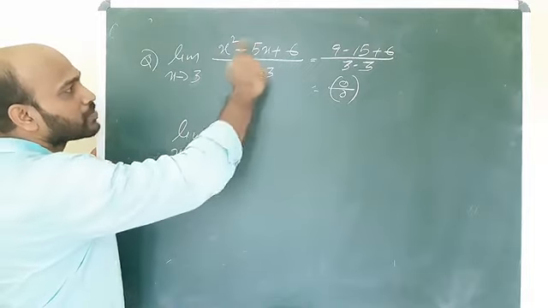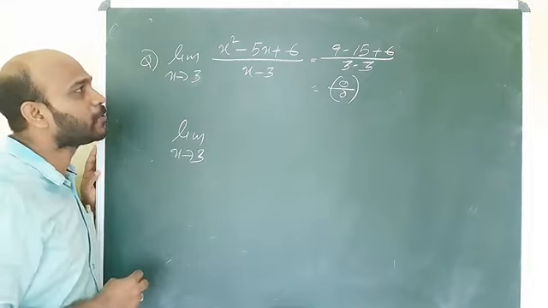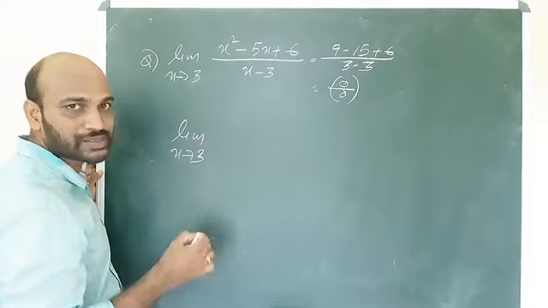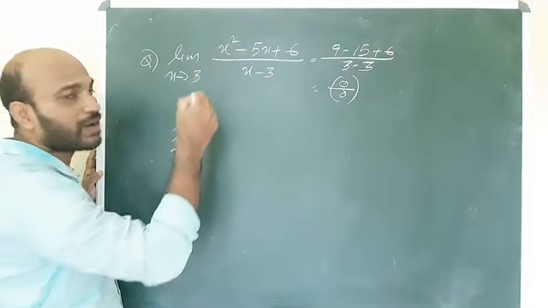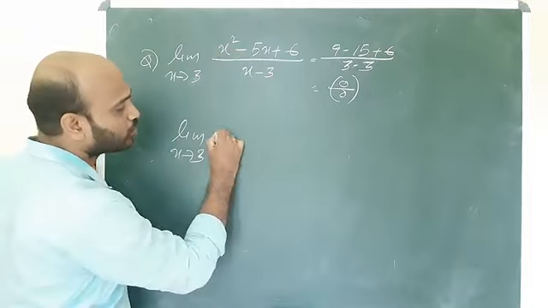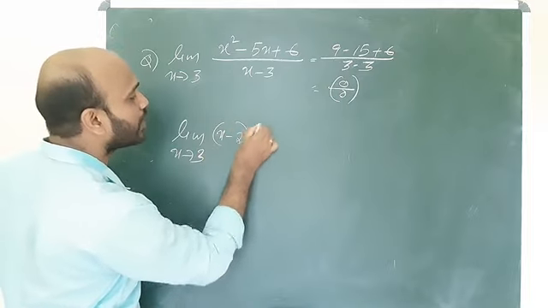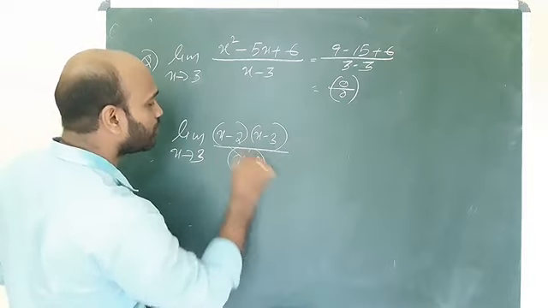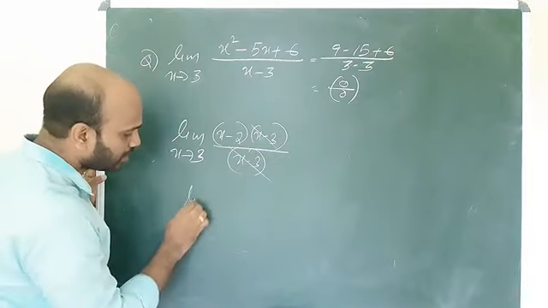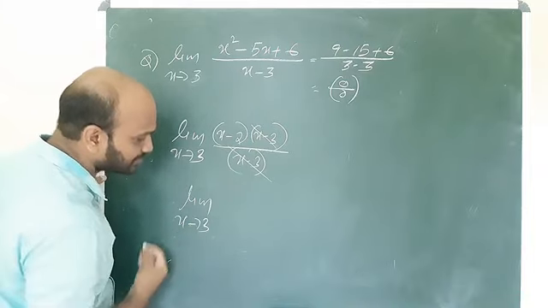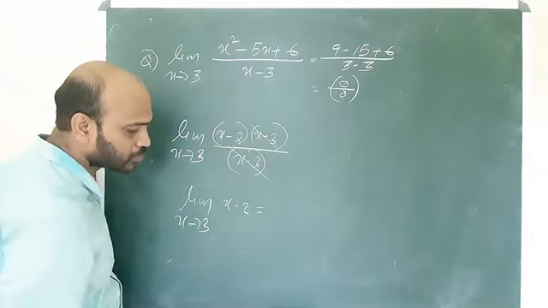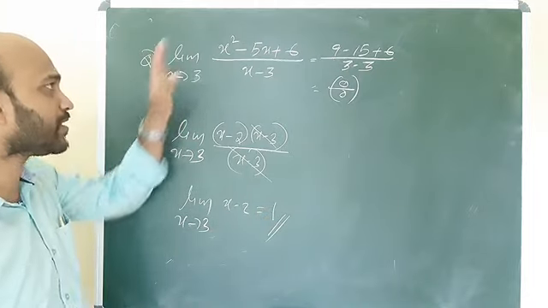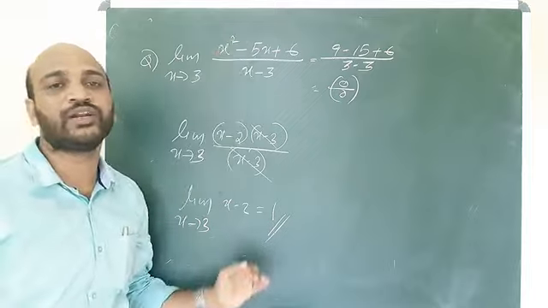You have to find two numbers, product equal to 6 and sum equal to minus 5. So two numbers are minus 2 and minus 3. Since coefficient of x square is 1, we can factorize directly. So two factors are x minus 2 and x minus 3 by x minus 3. So we can cancel these two terms and we can find this answer very easily. X minus 2, then substitute x equal to 3, we get 1. So when x takes values very near to 3, this function takes values very near to 1.